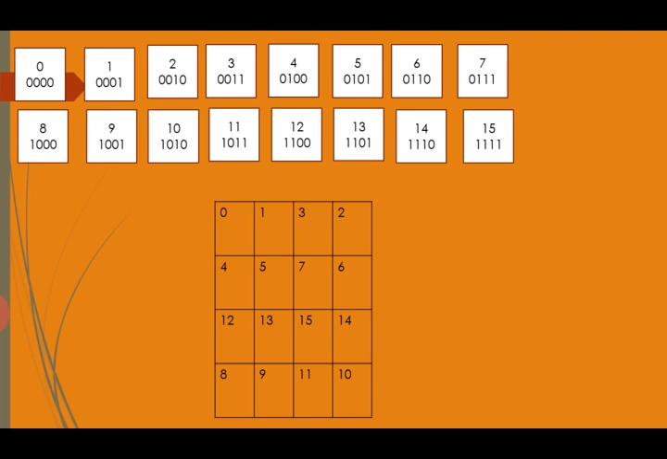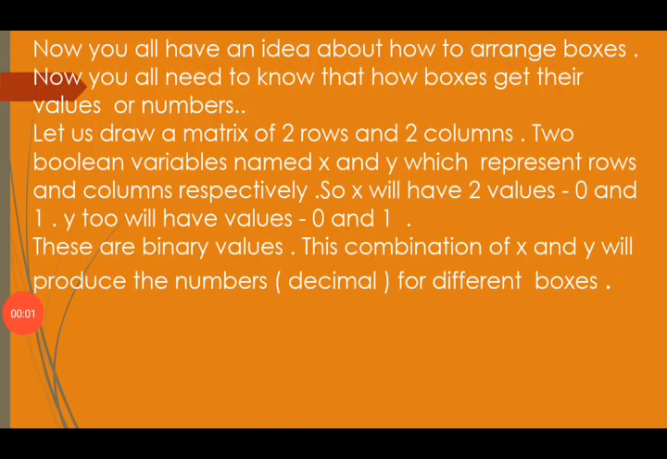Now just see how they have all been arranged: 0, 1, 3, 2, 4, 5, 7, 6, then 12, 13, 15, 14 and then 8, 9, 11 and 10. It's perfect now. I hope everybody has understood the basic structure. Now students, you all have an idea about how to arrange boxes. Now you need to know how boxes get their values or their numbers.